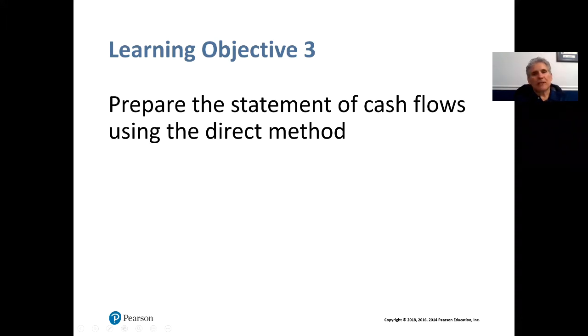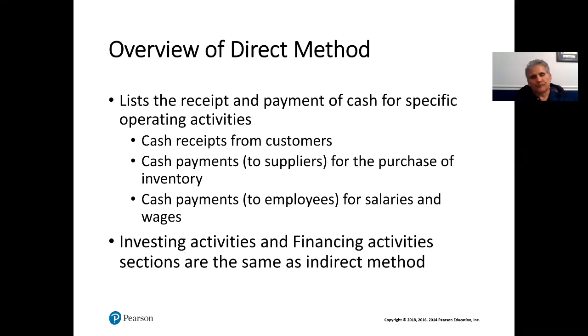Okay, so for the final section, we're going to prepare the statement of cash flows using the direct method. Let's recall the difference between the indirect method and the direct method is only associated with operating activities. Investing activities and financing activities are the same. We just learned that going through the indirect method. The good news is that when we learn the direct method, all we have to do is focus in on the operating expenses. The other two are the same, okay? So there's no change with those.